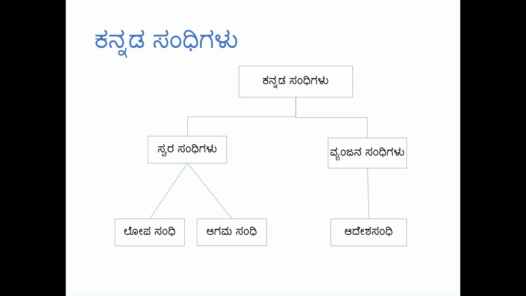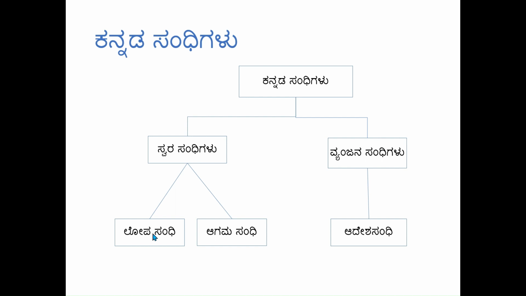So how do we split these sandhis, Kannada sandhis? In Kannada, sandhi is split as swara sandhis and vyanjana sandhis. Swara sandhis are further divided into lopa sandhi and agama sandhi. We will look at what each of these sandhis is later, and why they are called swara sandhis or vyanjana sandhis. Right now, I'm just covering the categories.